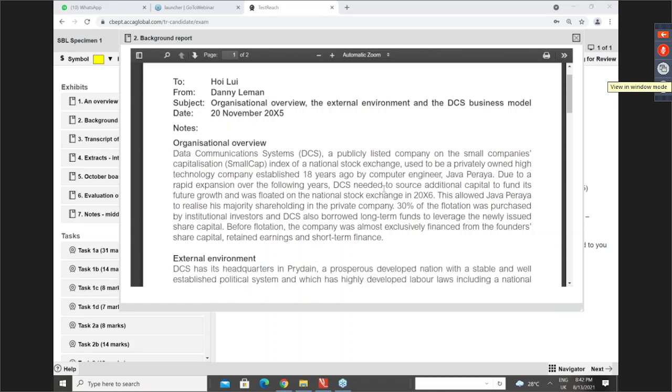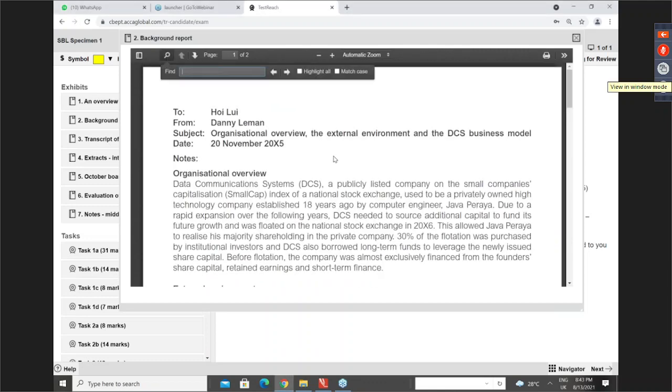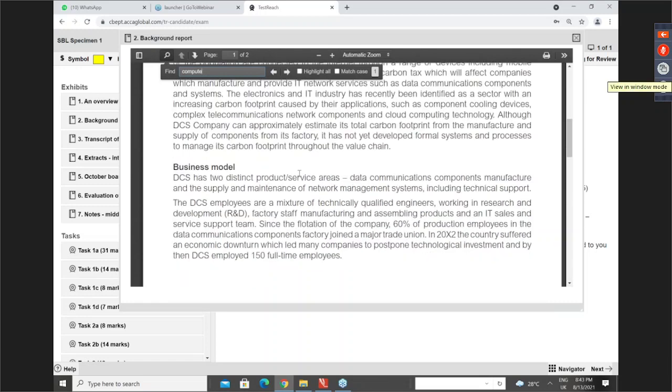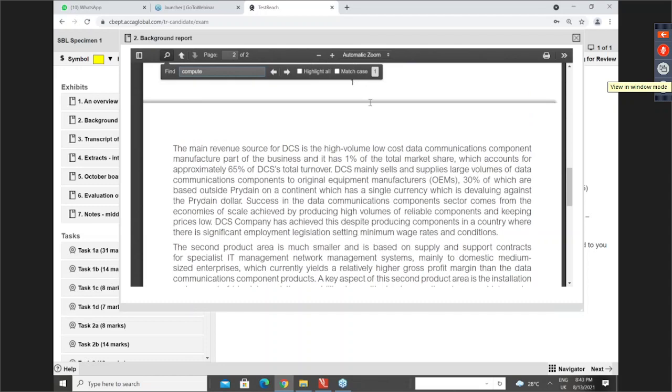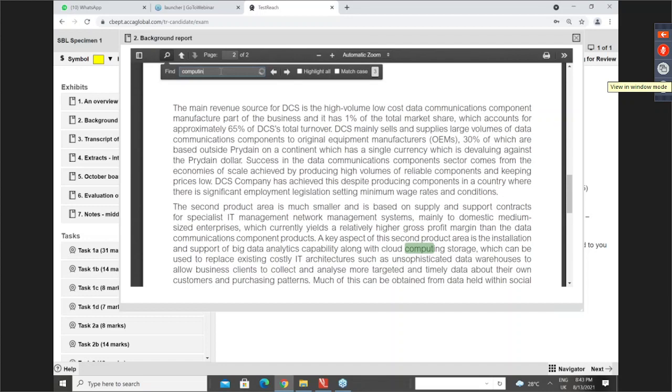If I want to look for the word computing, this question asks me to find something about computing. So I will just type compute. And see this word here, computing.